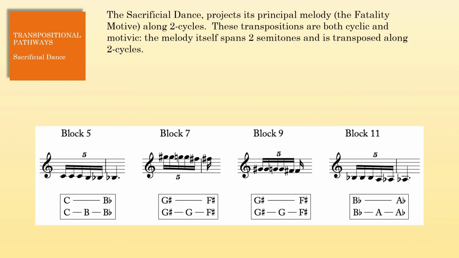Just as the first movement of the ballet, the introduction to Part 1, projected its melodies along 3 cycles, diminished 7th chords, the last movement of the ballet, the sacrificial dance, projects its principal melody, the fatality motive, along 2 cycles, whole tone scales. These transpositions are both cyclic and motivic. The melody itself spans 2 semitones, and it is transposed along 2 cycles.